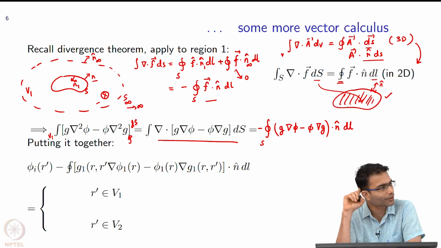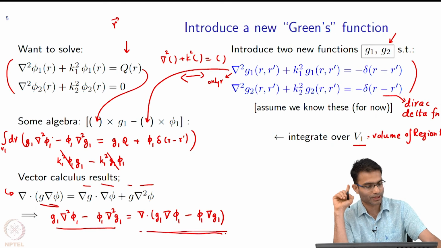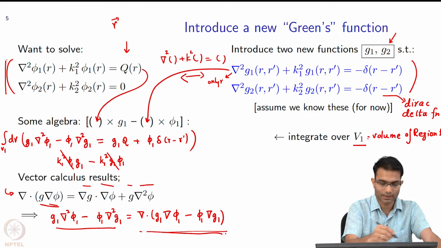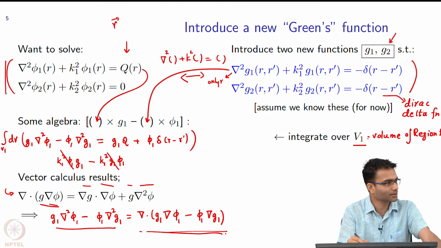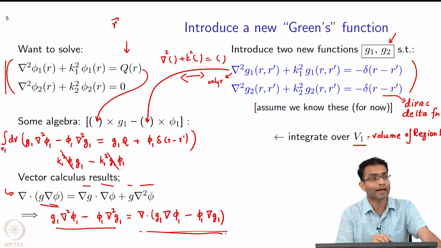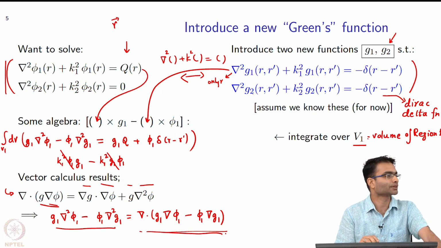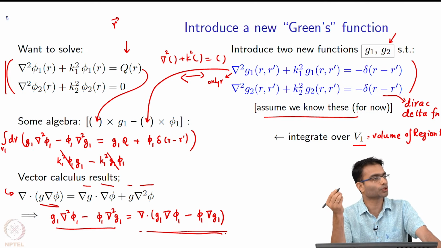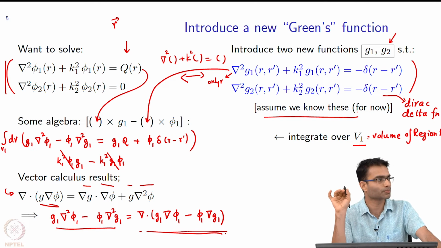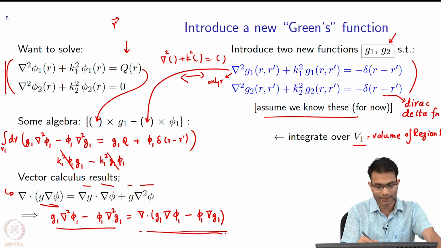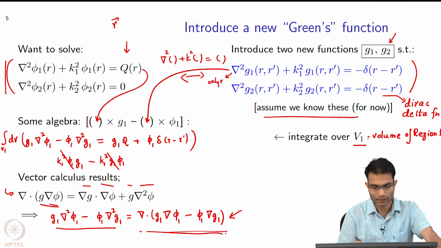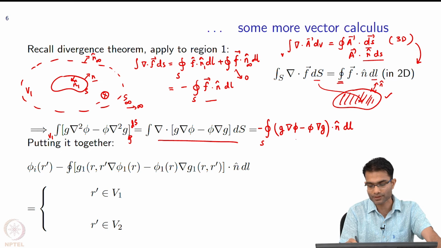Nothing very complicated. We started with our two equations over here, subtracted them using these two Green's functions. I have not told you anything about these Green's functions, so we are just assuming that we know them. In another module, we will talk about how to derive them, but for now let us assume that they are known. We subtracted them and applied some vector calculus to get this relation, after which we applied our divergence theorem to get this relation.